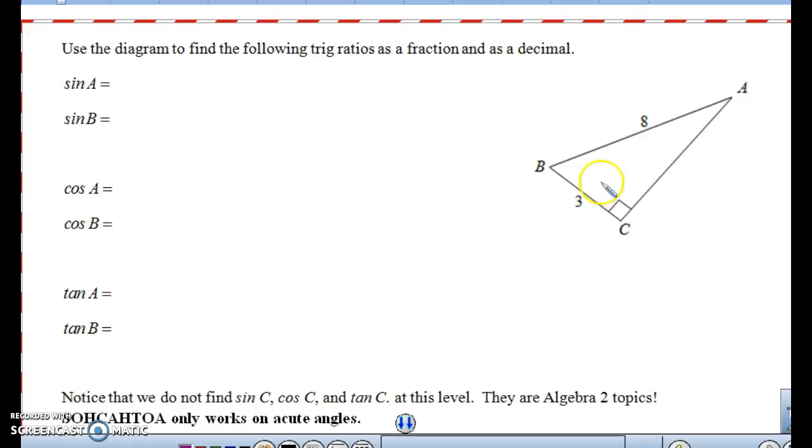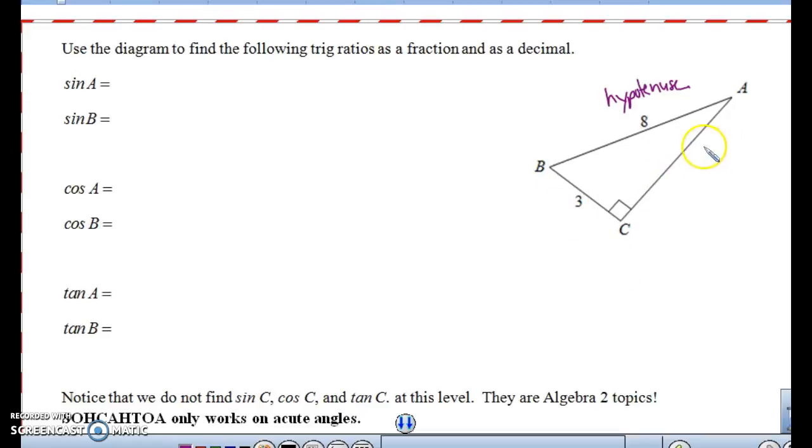Now, we have our right triangle here. We have triangle ABC, where BC is 3 and AB is 8. Okay, now first of all, what part of this is the hypotenuse? Well, we know that this is the right angle, so AB will be the hypotenuse. Okay, so opposite and adjacent will depend on which angle you're working from.